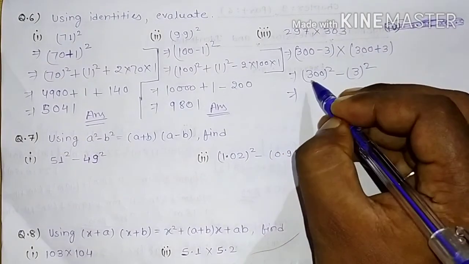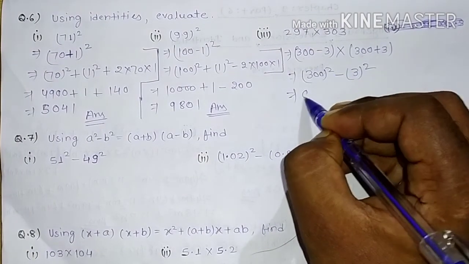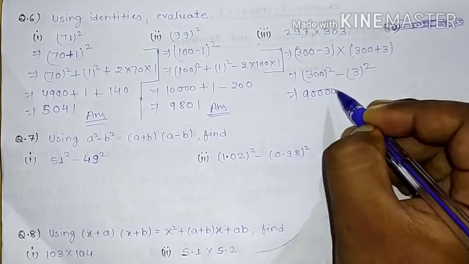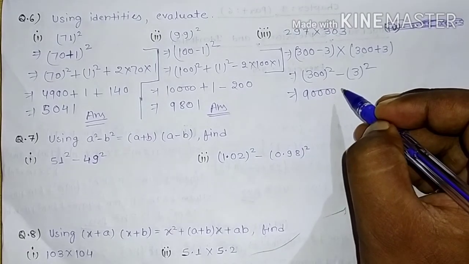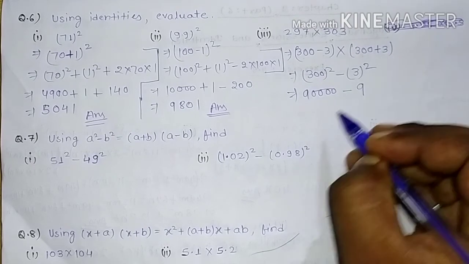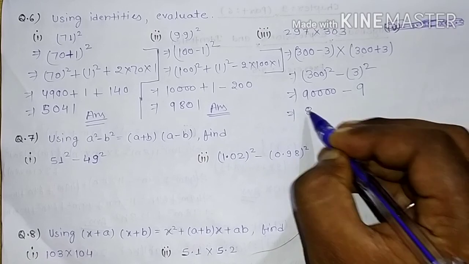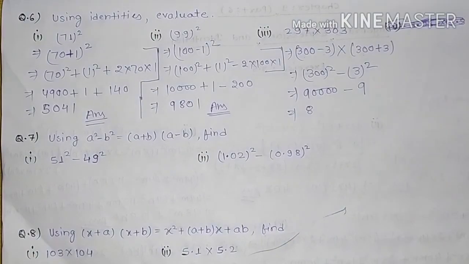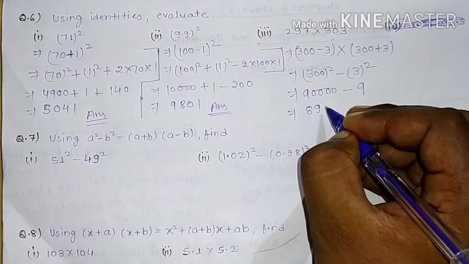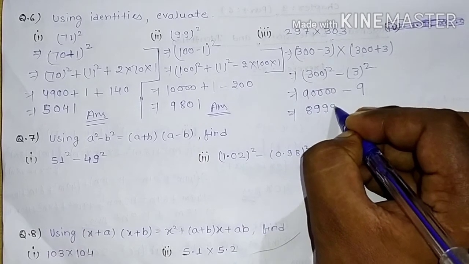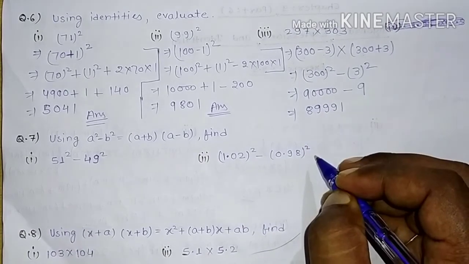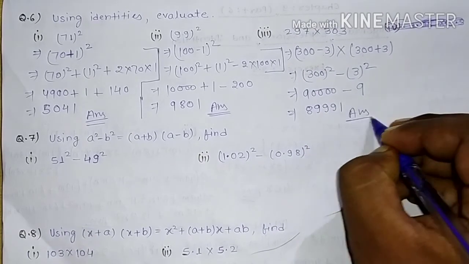So 300 whole square, that is 3 3s are 9, 90,000, minus 3 3s are 9. So it will be 89,991, and this is the answer.